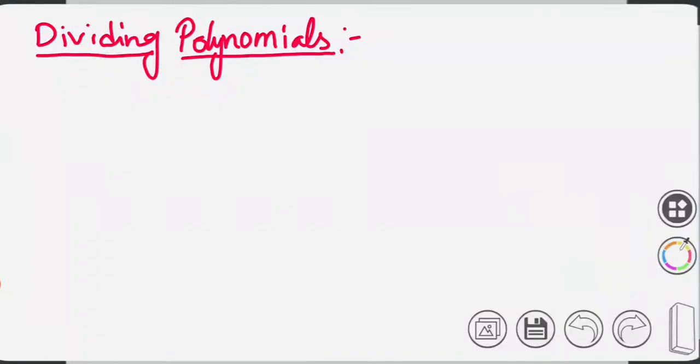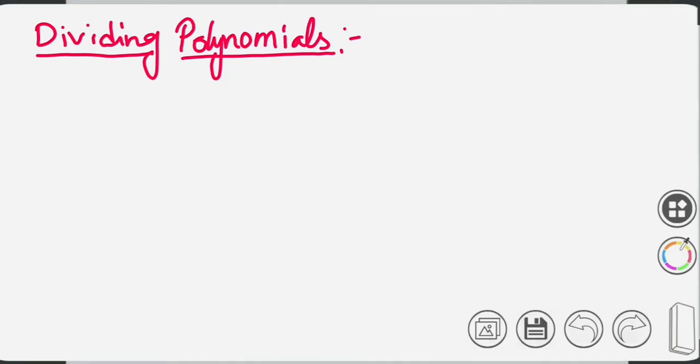Here we are discussing dividing polynomials, how we have to divide the polynomials and how we have to check the divisibility rule. Before that, we have to understand the divisibility rule in numbers. Already we discussed it in primary classes.